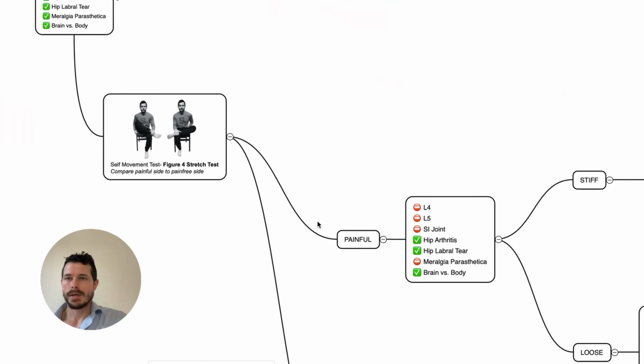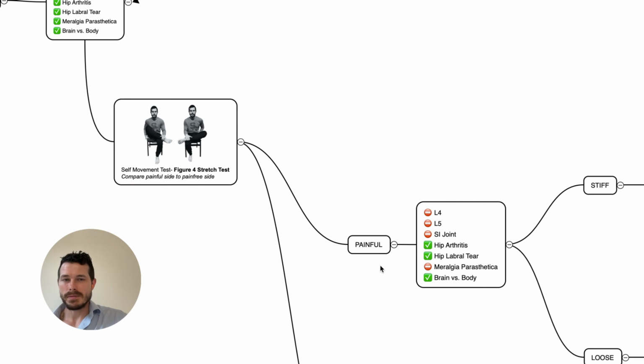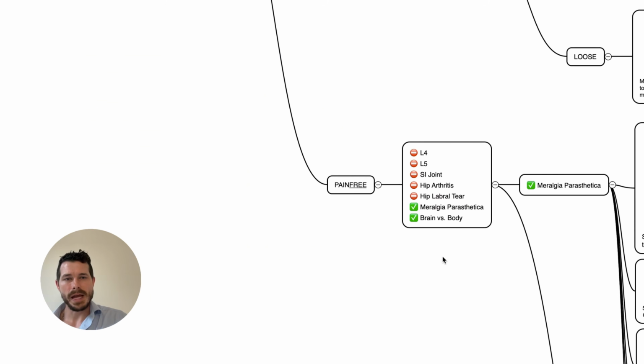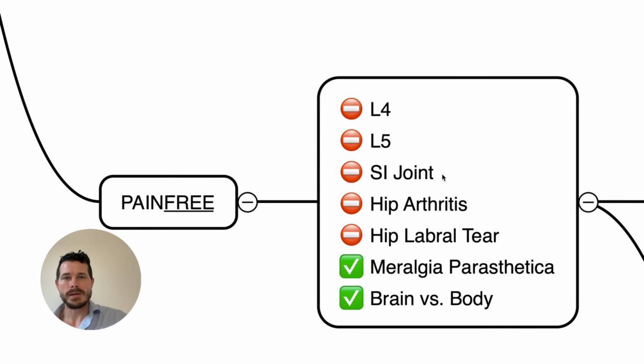Okay, so went through the figure 4 stretch test. Painful. We talked about that. What if it was pain-free? Well, if it was pain-free, we already know at this point in the flow chart, it's most likely not an L4, L5 spine problem, most likely not a pelvic SI joint problem. And if this motion, your ability to move the hip, was not painful and doesn't reproduce your symptoms in the front of the leg or side of the hip or buttock or whatever, then probably not hip osteoarthritis or labral tear. So now we're increasing the likelihood that it's a nerve issue or some other issue with the tissue on the front side of the body.